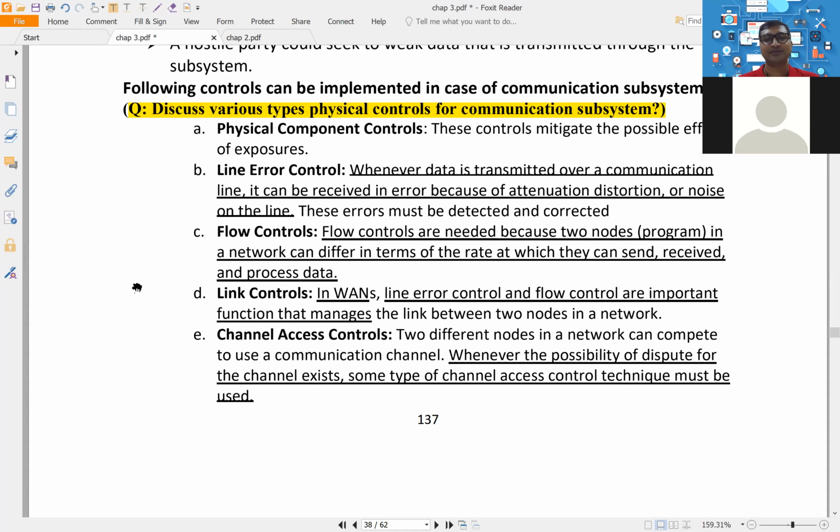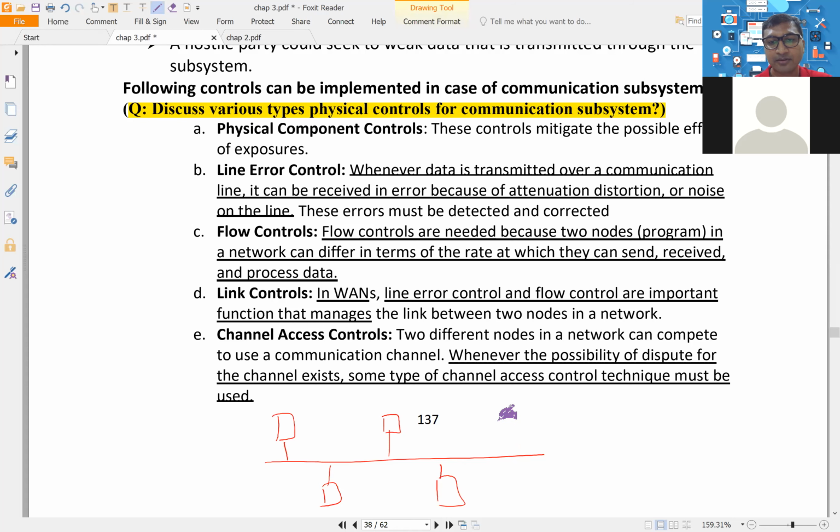And finally, channel access control. Sometimes there will be disputes among the computers to access the communication channel. There is one method we used earlier, which we don't use right now, where all the computers are connected with a single cable. You can see here, there is only one communication channel, one single cable. Now all these devices want to communicate at the same time. What will happen? Traffic, contention, data loss. So we need to avoid such a situation.